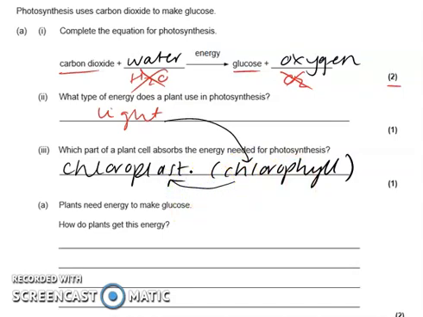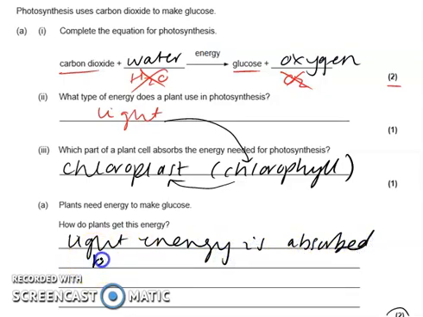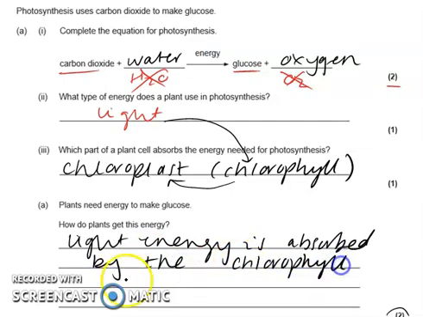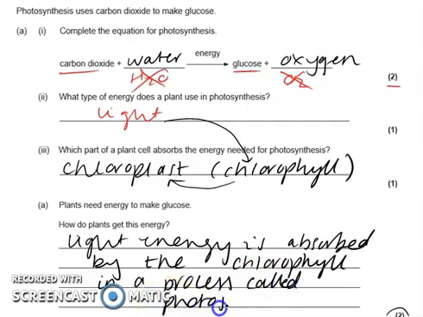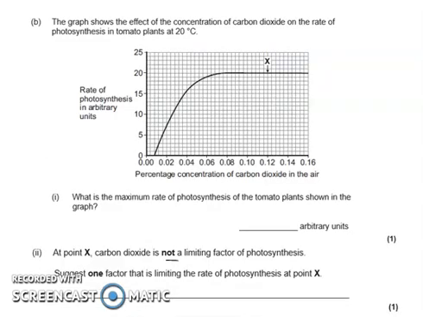It says here plants need energy to make glucose. How do plants get this energy? It's worth 2 marks, so you need to say 2 things. You would need to say light energy is absorbed by the chlorophyll in a process called photosynthesis. My biggest tip for you when answering questions like this is to always see how many marks it is worth. Next question, pause and have a go on your own.